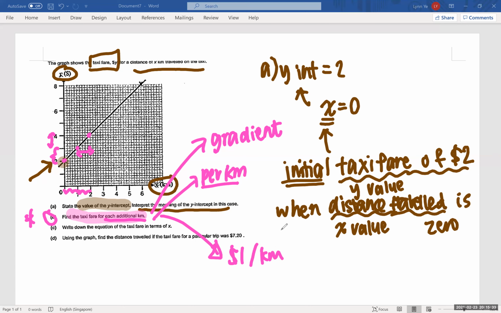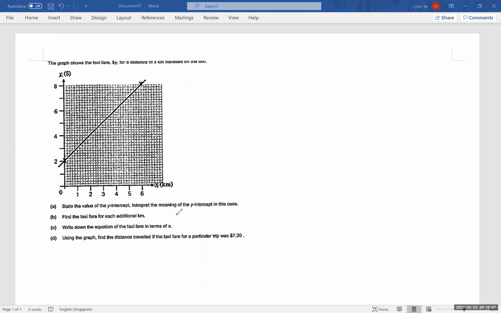Next, C. For C, they say to write down the equation of the taxi fare in terms of x. What does that mean? It means that they want you to find y equals mx plus c. So how do you find y equals mx plus c? To find it, I need the gradient, which I already found out just now. It's 1, right?